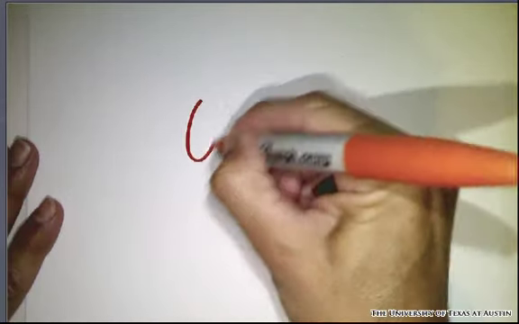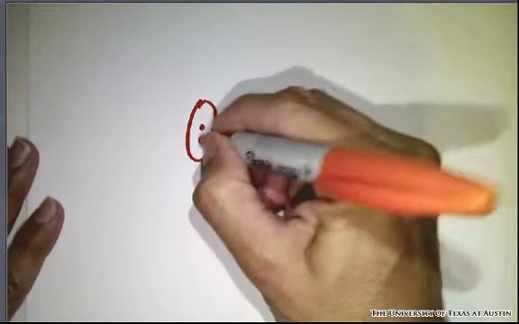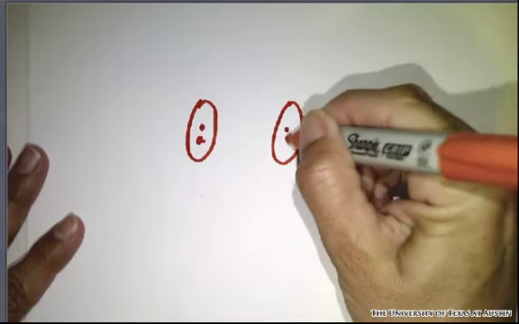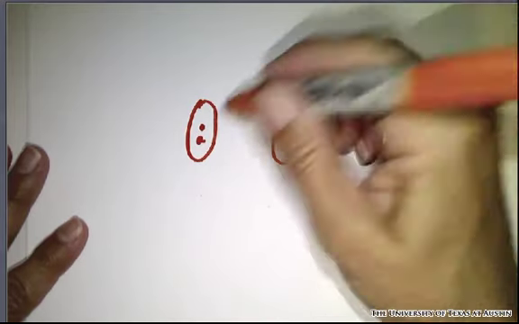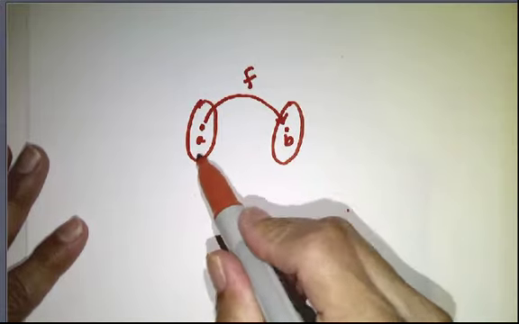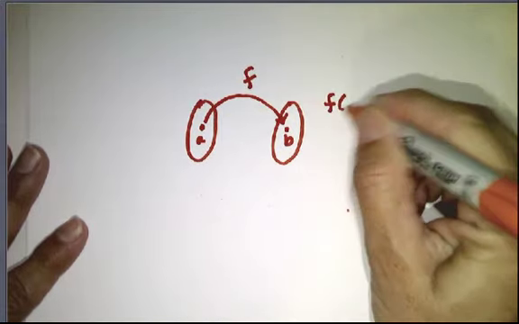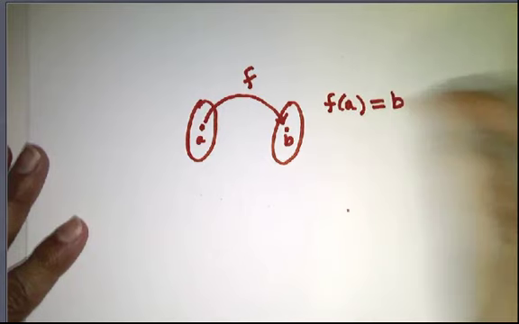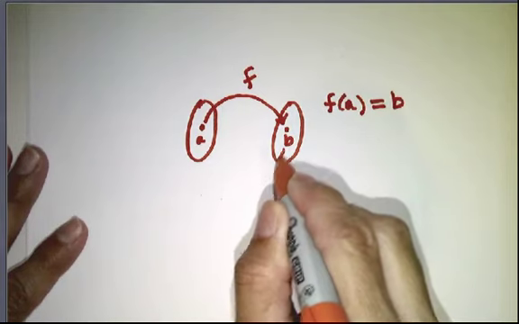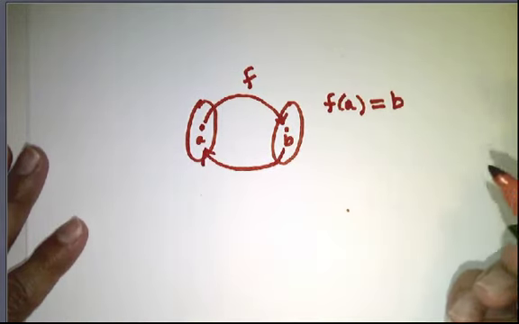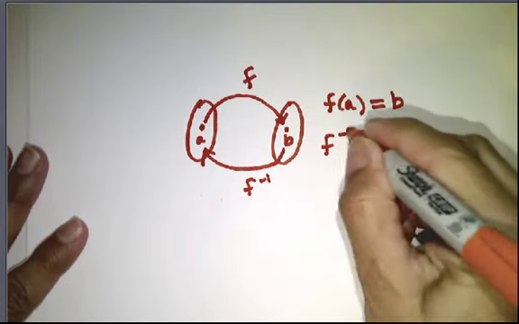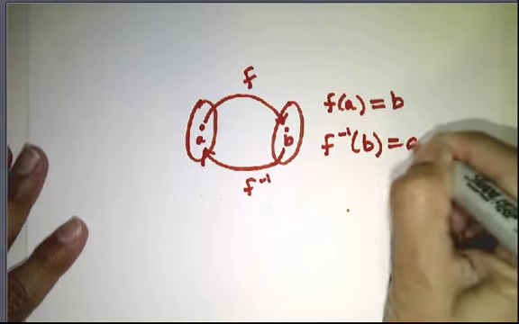So recall, this is our domain over here for f, and we have a value a here. And a is going to get mapped to b, so into our range. We draw this diagram right here to represent that f is going to take a to b. Another way to write that is f of a equals b. Then the inverse function takes that b back to that a. So that's our f inverse.